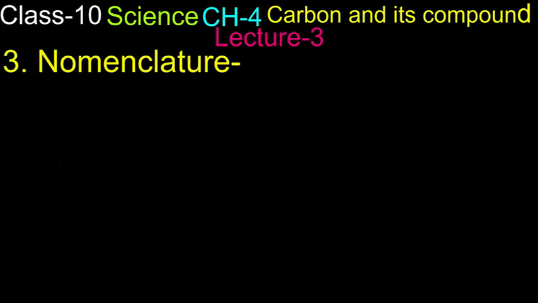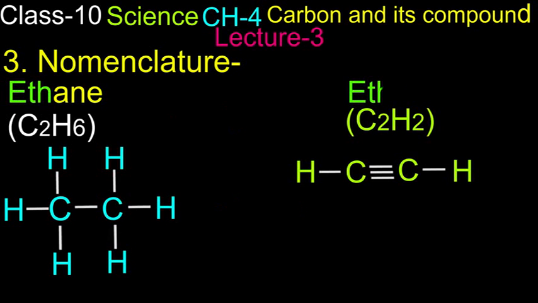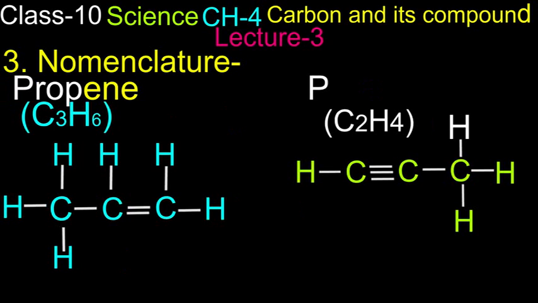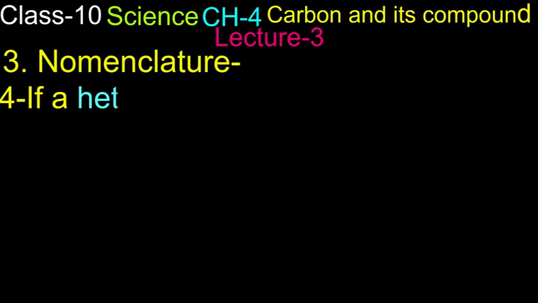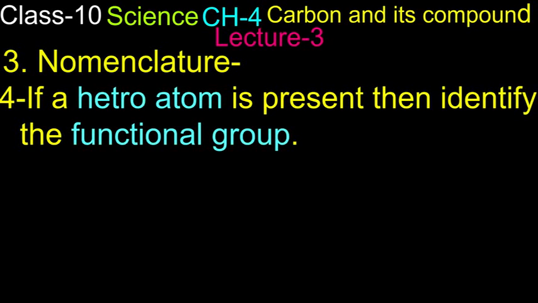And if any carbon-carbon bond is triple, then ane is replaced by a suffix yne. For example, ethane becomes ethyne, propane becomes propyne, and so on. Rule number 4, if a heteroatom is present, then identify the functional group and follow the following rules.